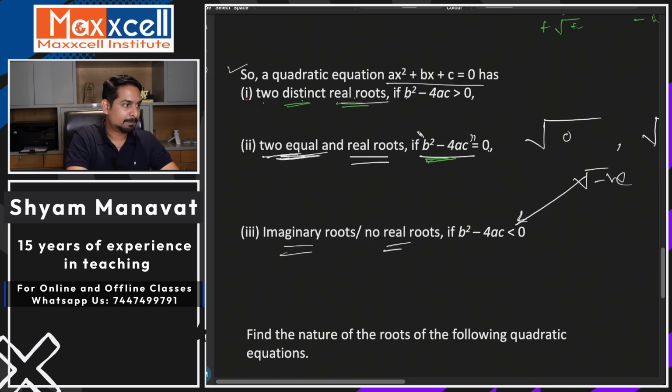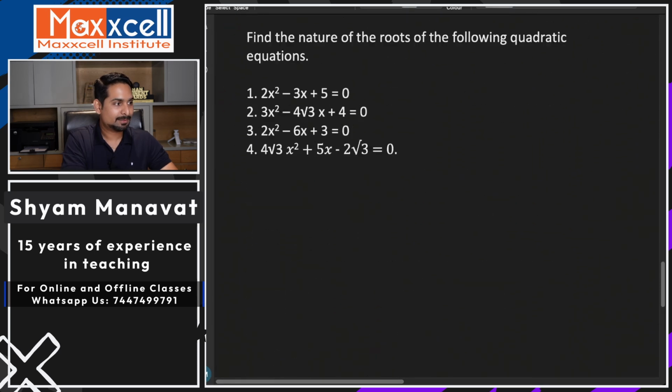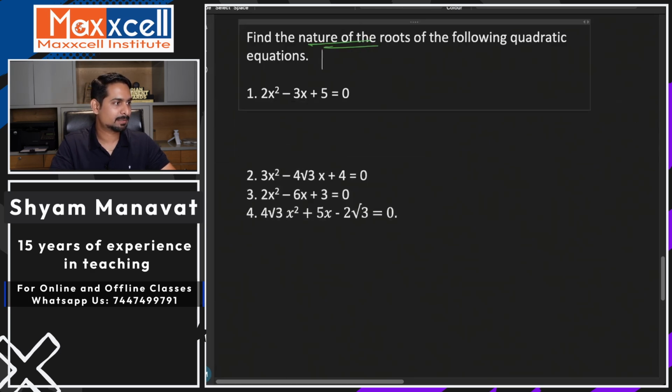Okay, so please note this part. Note these 3 points. So I hope you understood the importance of b square minus 4ac here. Now, tell me, for these 4 equations given here, what are the nature of roots? Tell me fast. You can pause this video and try solving this.